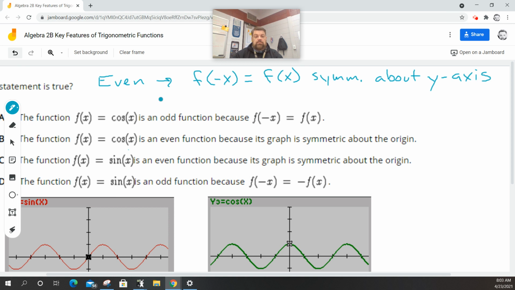So that's that one. Now, odd means that if I plug in the negative or opposite value for x into the function, then I will get the opposite y value. And that means that it is symmetrical about the origin. It's like a rotation, 180 degrees.